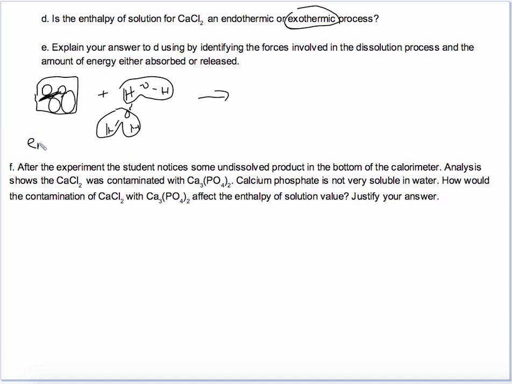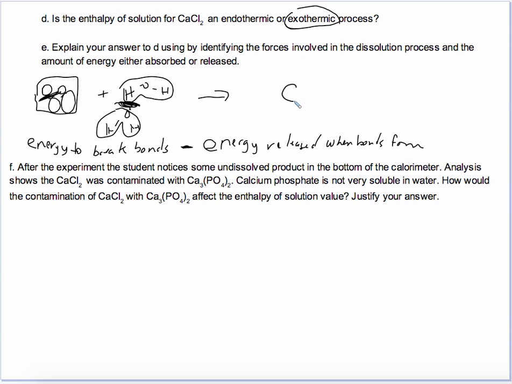That's endothermic. It's always energy to break the bonds. So you have the energy required to break apart the calcium and the chloride ions, and the energy to break apart the attractions of water, minus the energy released when bonds form. So subtract the energy released when bonds form.